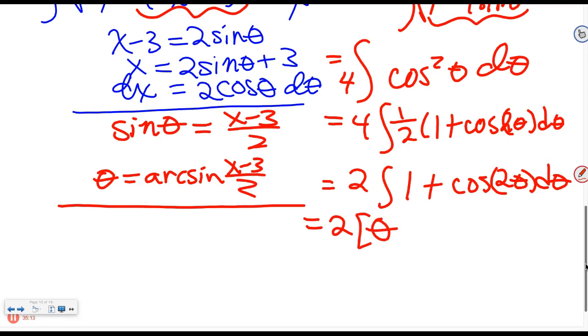We're almost there. Perfect timing for me. Alright, how about the antiderivative of cosine 2 theta? Half sine 2 theta. Thank you. We don't even have to discuss it. We do it in our heads. Don't forget our good friend, the plus C.